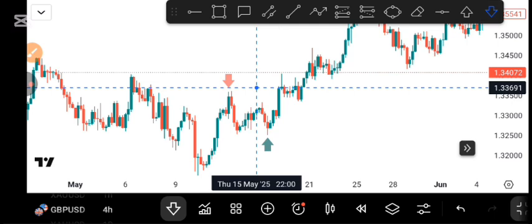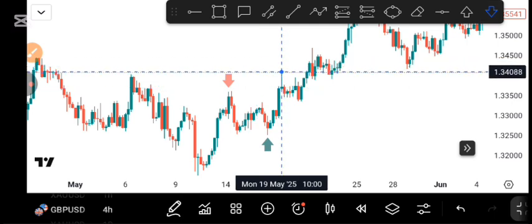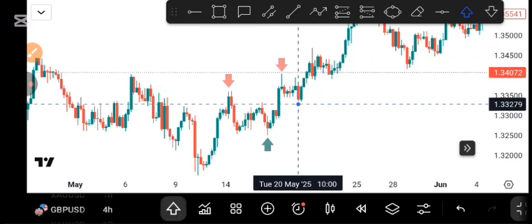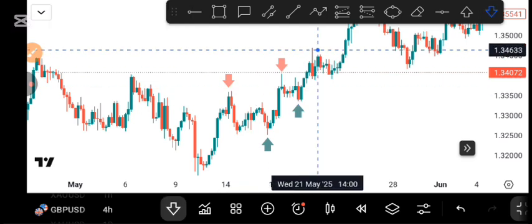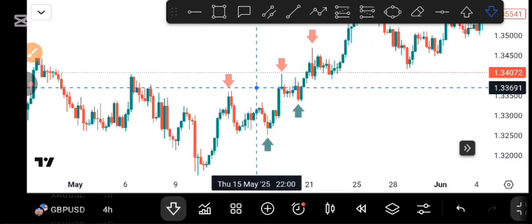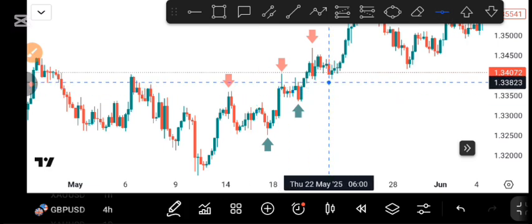Now if you can see right here, we have a new high here, and we have a new low here. This is still a bullish market. Secondly, again, we have a new high, and we have a new low.